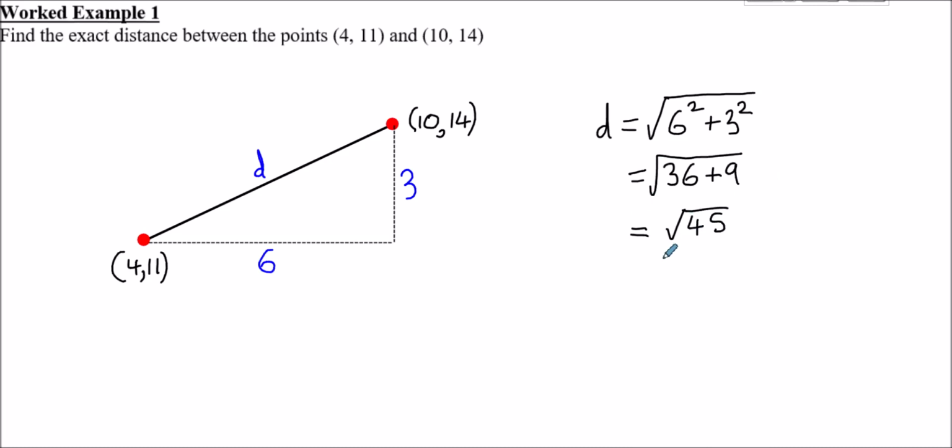Let's just revise some surds, shall we? Let's see if we can simplify this. Is there a factor of 45 that's a square number? There is. We can split this up into root 9 and root 5 because, whoops, bit of a wobble there, because 9 times 5 is 45. But of course, because root 9 is 3, that just simply becomes 3 root 5. And that's as simple as we can go.